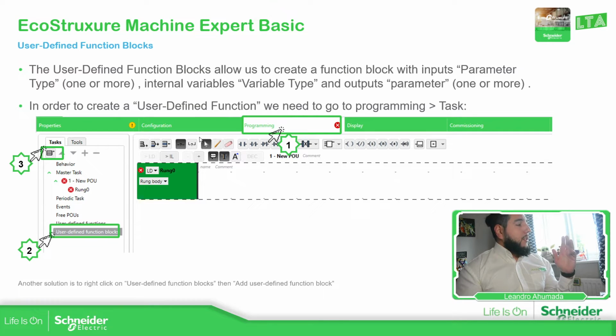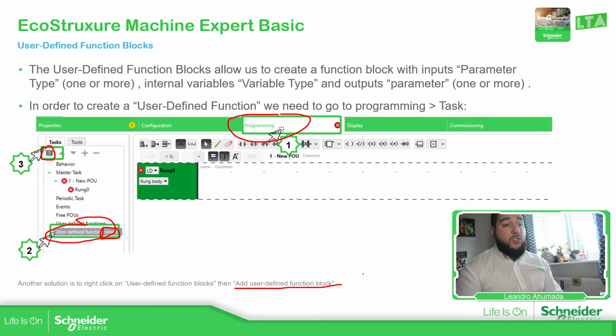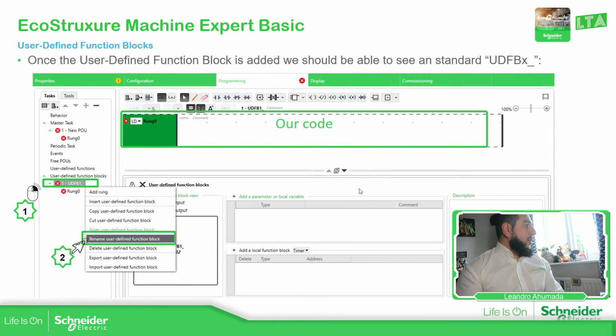So the idea of how to create one is the same as the other one, the function block. Just need to go to the programming, select the user-defined function block, instead of the function block, remember that one, and then we just click on this icon or right click, and then we just add the user-defined function block. Simple as that. Once you add it, we are able to change the name. We right click on this one. By default it is UDFB, so it's user-defined function block, and then the number of the function block that is created.